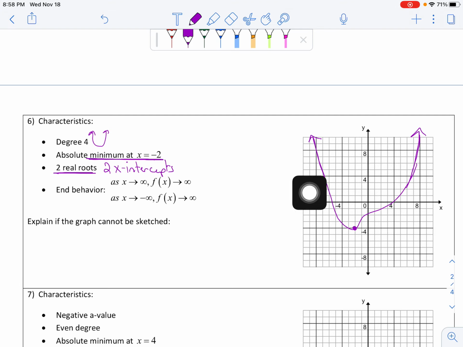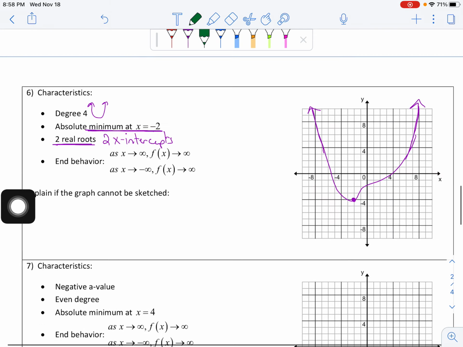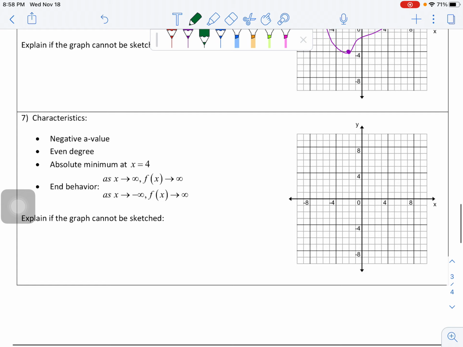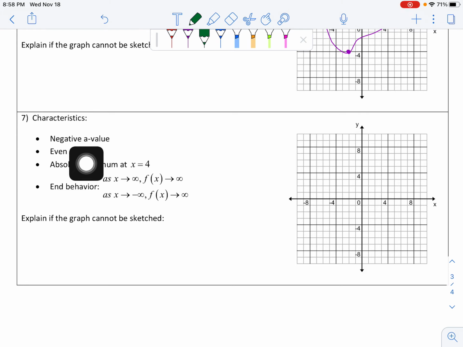All right. So we've got degree 4. Yeah, that could be a degree 4 function. Absolute minimum right here at x equals -2. 2 real roots, and the end behavior works. All right, so yes, that graph can be created. All right, problem number 7, which is the last one. Let's see what we got here.